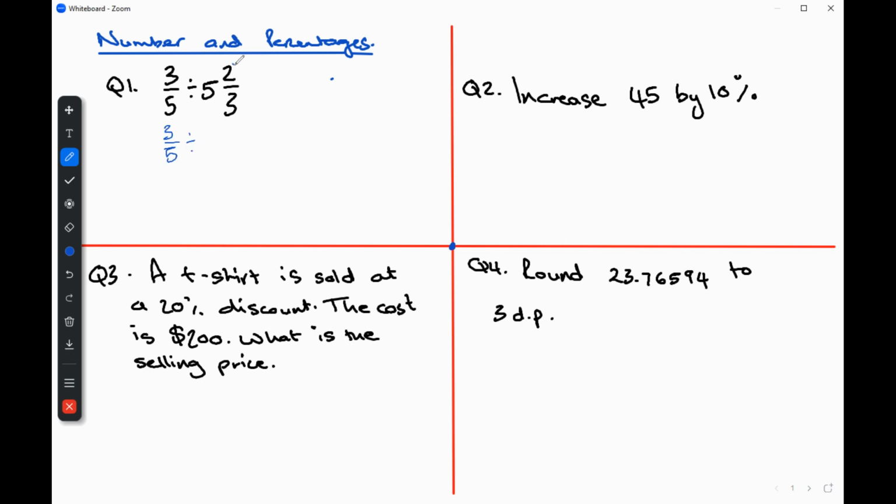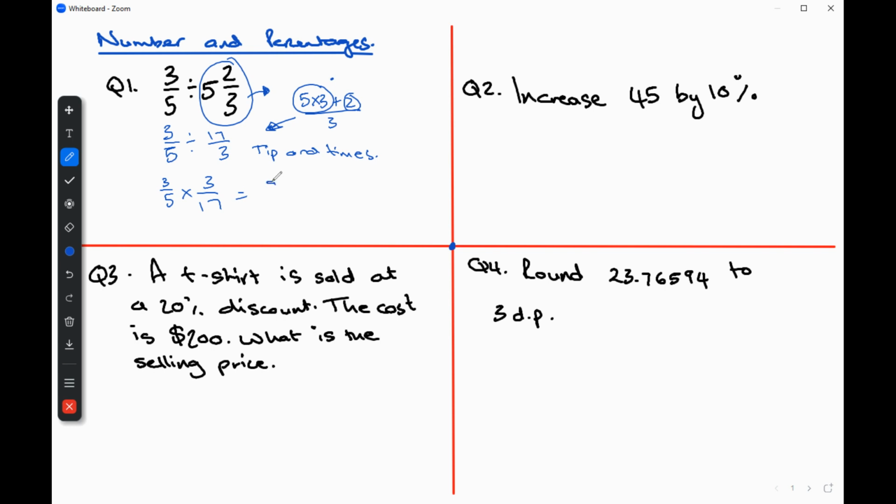Then divide, but I'm gonna convert this into an improper fraction from a mixed number. So it's gonna be 5 times 3 plus 2 over 3. And that's gonna come to 15 plus 2, which is 17 over 3. And now I'm going to tip and times. So it's going to be 3 over 5 times 3 over 17.